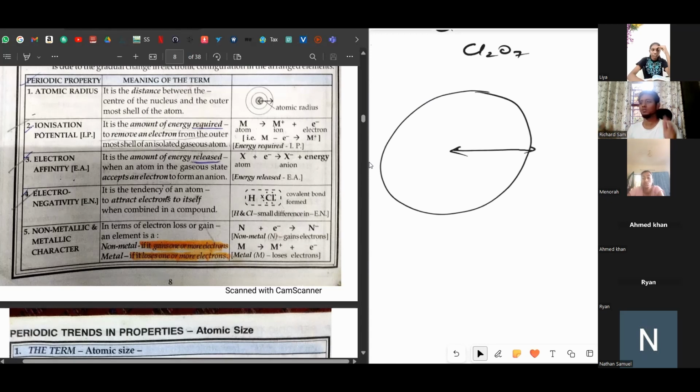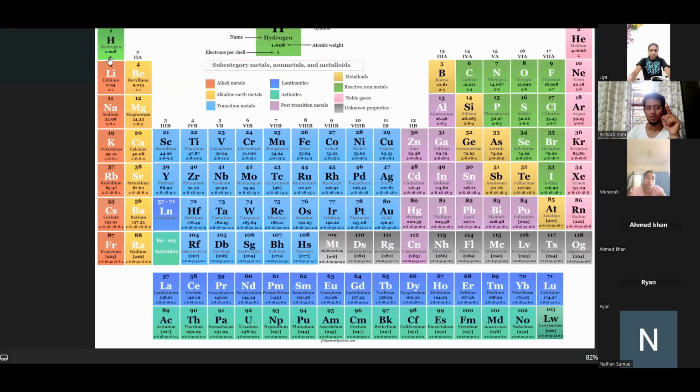Now, which atom will have the smallest radius? Hydrogen and helium. Why? They only have one orbit, right? So as the number of orbits increase, what happens? The radius increases. Simple as that, right? So now look at the periodic table and tell me, when you go down the group, what happens to the atomic radius? It increases, right? Because as you go down the group, the number of orbits increase, and because of that, the atomic radius increases.